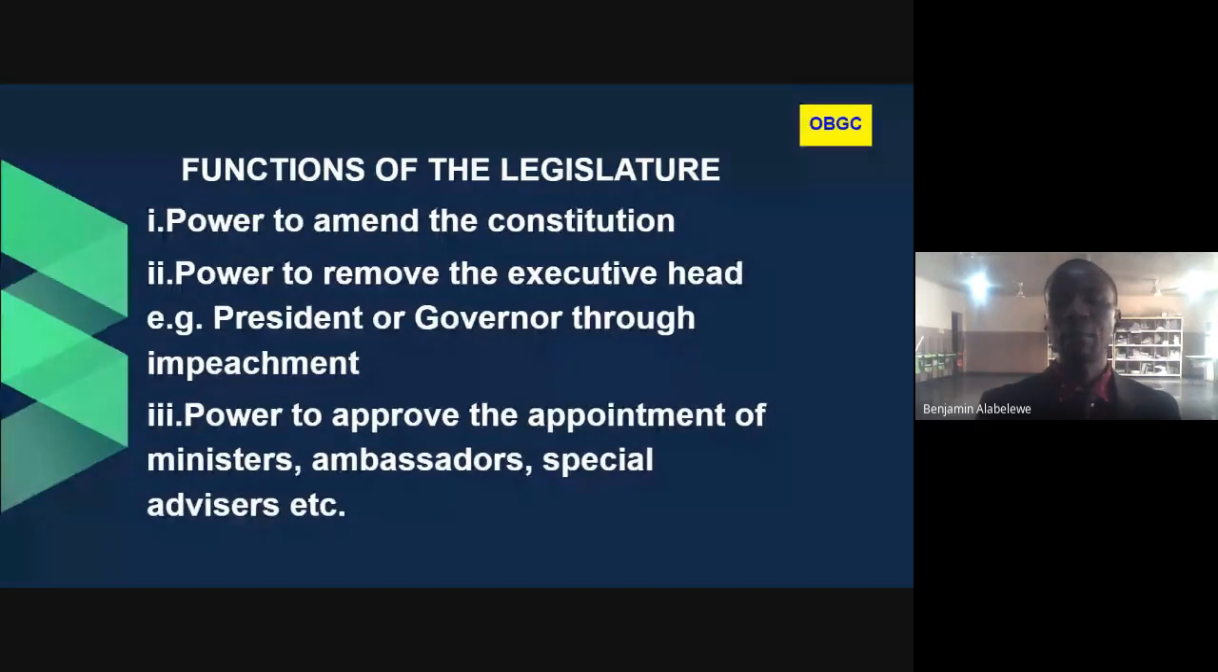And then they have the power to approve the appointments of the ministers, ambassadors, and special advisors. The president does the appointment while the legislature does the approval. They have the power to summon the president, they have the power to summon the ministers, they have the power to summon anybody, even the chairman of the EFCC. At the same time, the legislature has the power to approve the budget as presented to them by the executive.